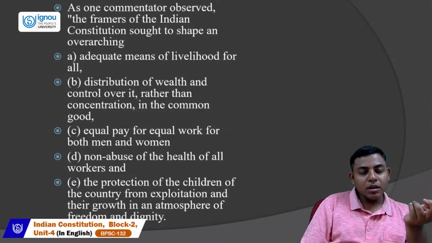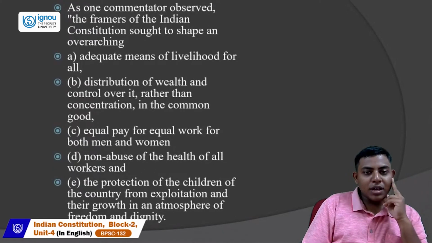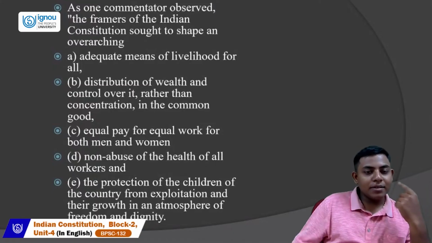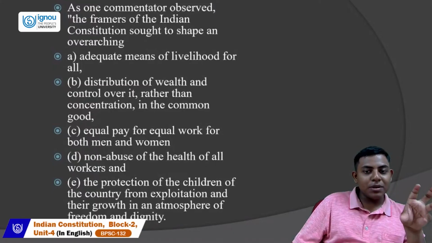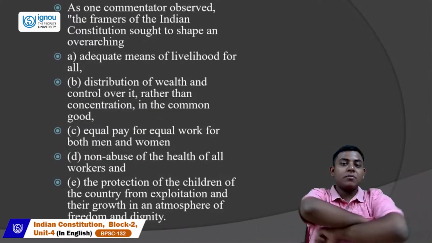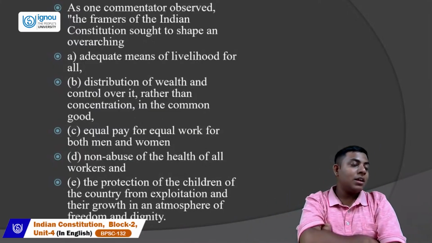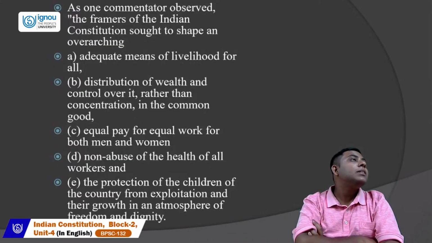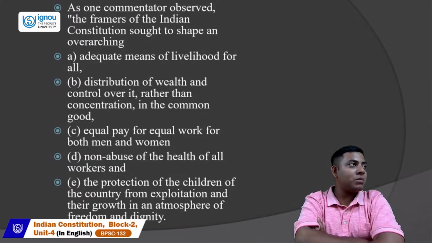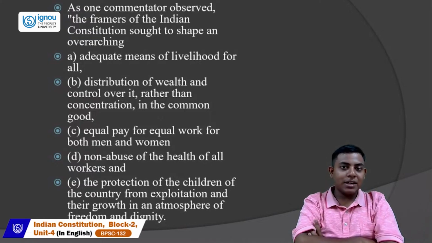So there are certain directive principles also in the Constitution. Articles 38 and 39 have provisions like adequate means of livelihood for all, and distribution of wealth and control over it rather than concentration of wealth and means of production. The ownership and control of the means of wealth and production should be for the common good and not common detriment. That is given in Article 39.